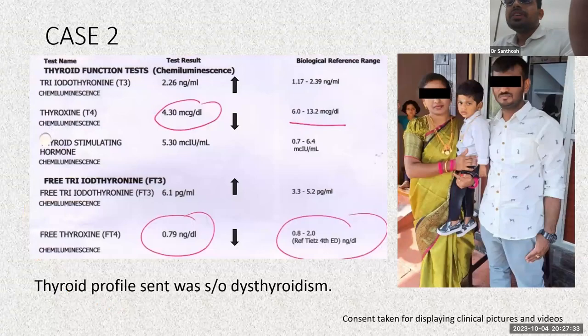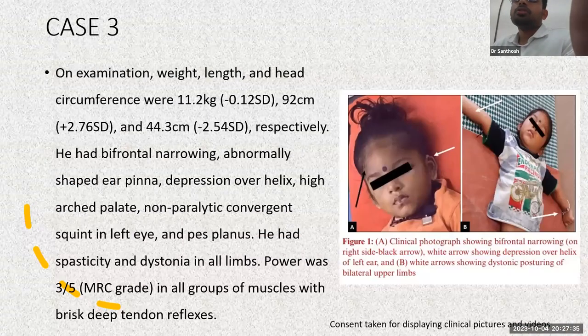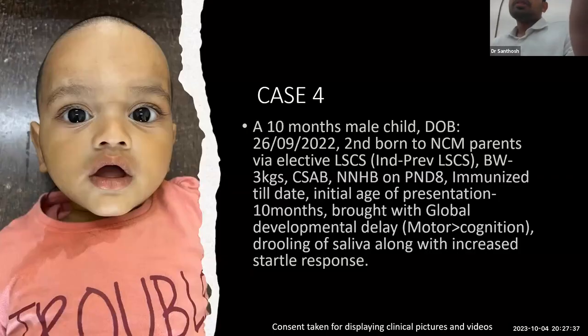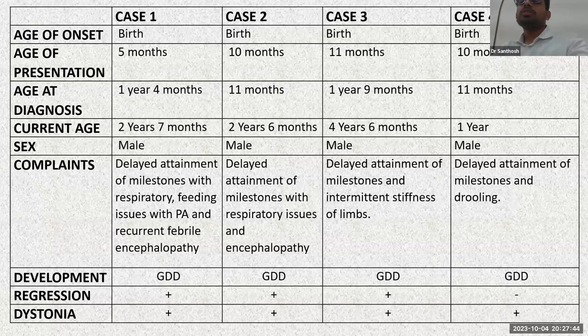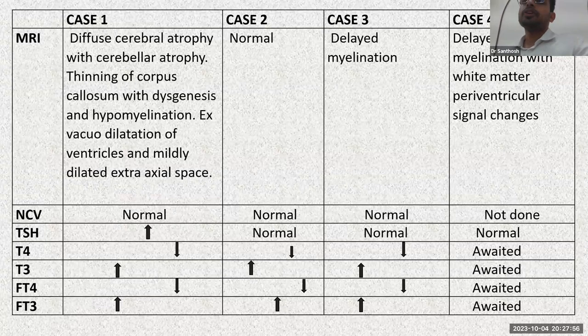So I'll just briefly skip through these slides and go to a summary and our center experience, that is 4 cases we had similarly mimicking a CP. These are the set of 4 children who initially presented with global developmental delay with regression of milestones in the first 3 cases, and the last one which we had seen lately had not yet had regression. All presented with dystonia, and the MRI picture was either normal or showed delayed myelination with some amount of cerebral atrophy.